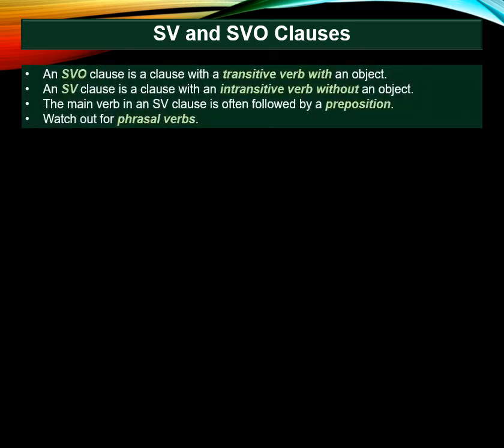Now, what are SV and SVO clauses? An SVO clause is a clause with a transitive verb followed by an object. An SV clause is a clause with an intransitive verb without an object. The main verb in an SV clause is often followed by a preposition. However, watch out for phrasal verbs.